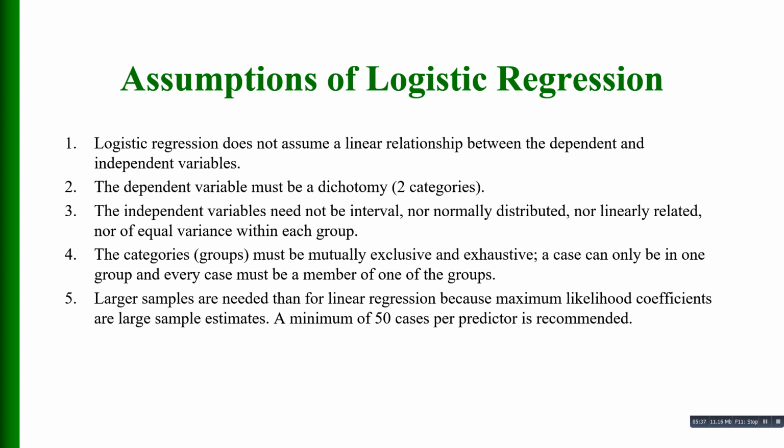The categories or the groups must be mutually exclusive and exhaustive, and it means a case can only be in one group, and every case must be a member of one of the groups. Larger samples are needed in case of logistic regression than for linear regression, because the maximum likelihood coefficients are large sample estimates, and they say that a minimum of 50 cases per predictor is recommended.